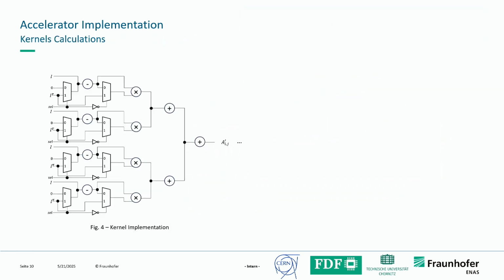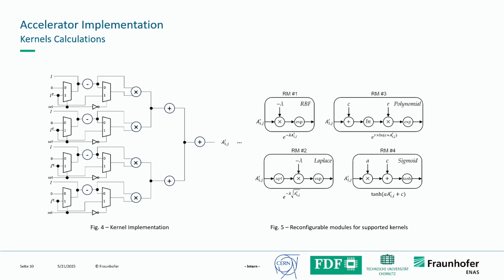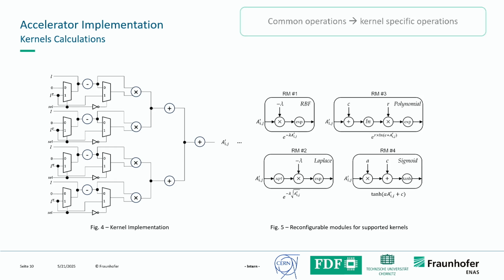Followed by that, we can do the reconfigurable modules for different kernels. This is where we put only kernel-specific operations. That way, the dynamic region would be as small as possible.